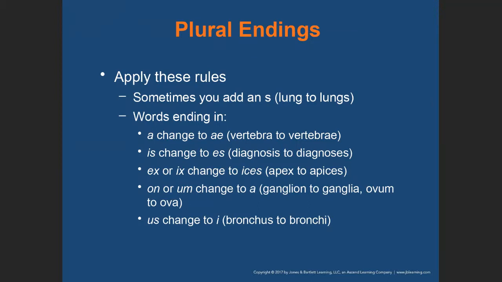Words ending with EX or IX change to ICES. So there is 1 apex, multiple apices. Words ending with ON or UM change to A. An example of that: 1 ganglion, change that to ganglia, more than 1. 1 ovum, more than 1 ova. Words ending with US, we change to I. 1 bronchus, more than 1 bronchi.